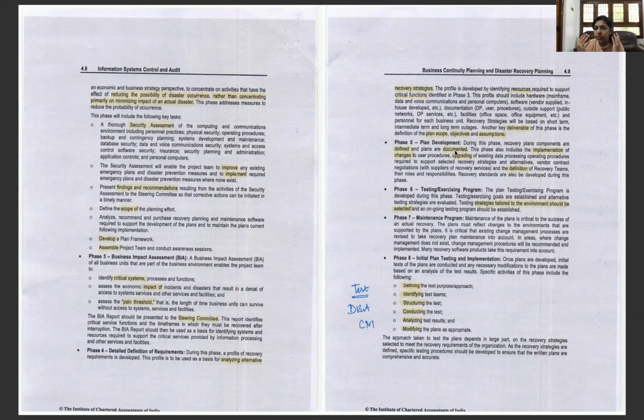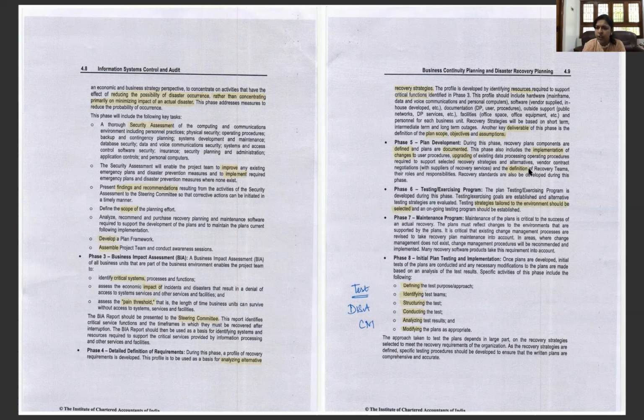It's not enough to just define. We have already seen it should be documented, just like in the BCP manual. This also includes implementation of the changes and upgrading. So we could either implement, or if there are any existing emergency procedure plans, they should be upgraded.